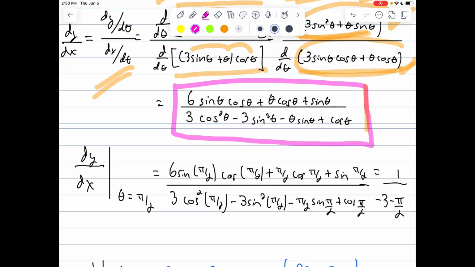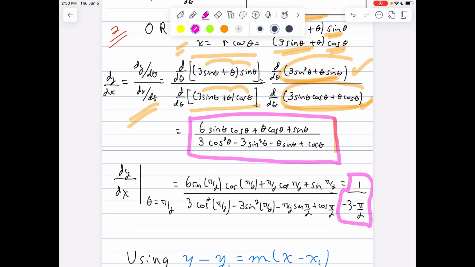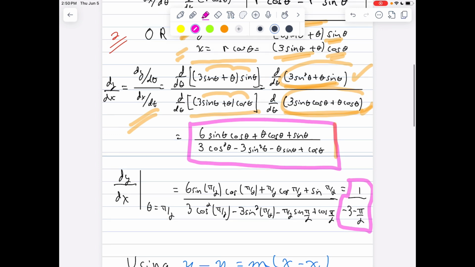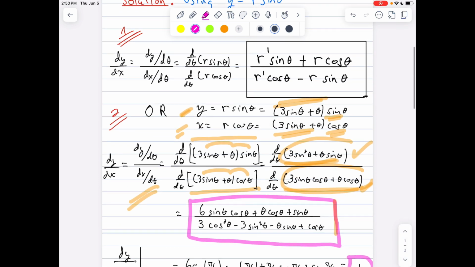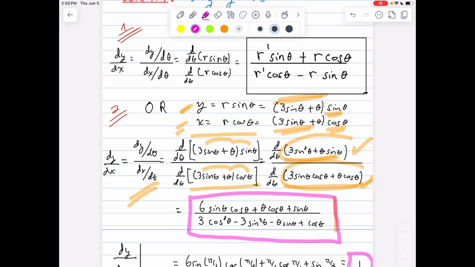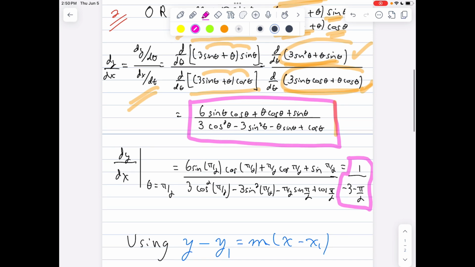But as I said, we're looking for the slope of a tangent line at pi over 2. So we're going to plug in pi over 2 into this whole expression right here, and then we get 1 divided by the quantity -3 minus pi over 2. Okay, so that is the slope of the tangent line. Once again, this is the second method. You could have used that first method, as I said earlier, and just plugged in pi over 2, and you would have gotten the same exact answer.